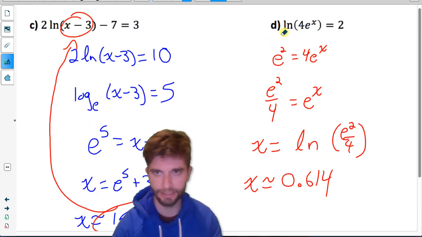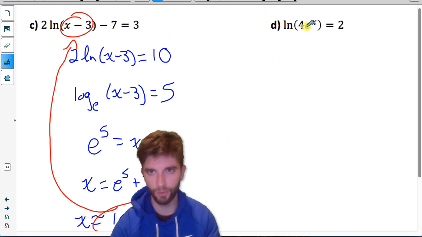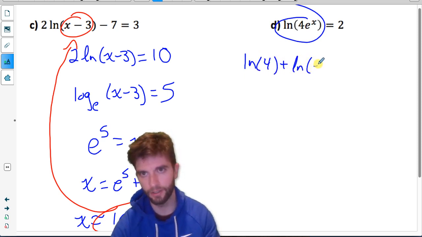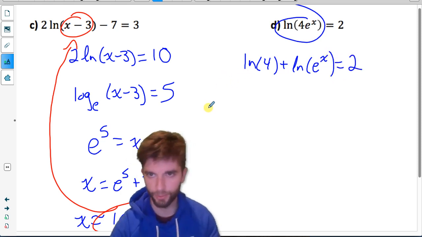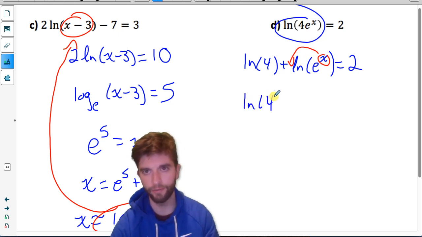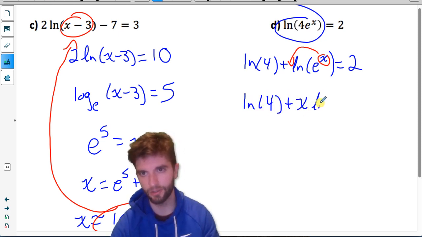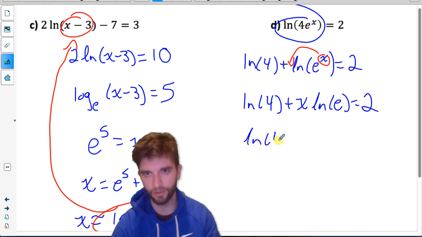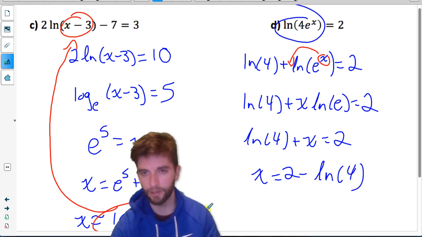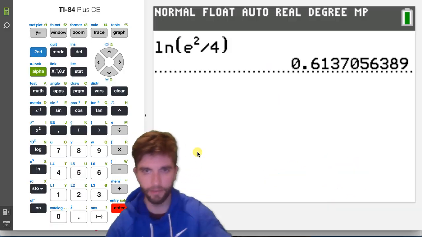Now I told you I'd show you another way. Sure, let me show you another way we could get to that same answer. So just for fun, I could use the product rule of logarithms. So I could split this into ln of 4 plus ln of e to the x. So that's the product rule of logs, and now I could use the power rule of logs to bring this down. So I have ln 4 plus x ln e equals 2, and ln e is just 1. So all I have right now is ln 4 plus x equals 2. So x would equal 2 minus ln of 4. Let's see what I get when I do 2 minus ln of 4.